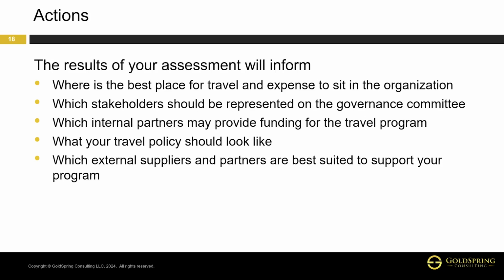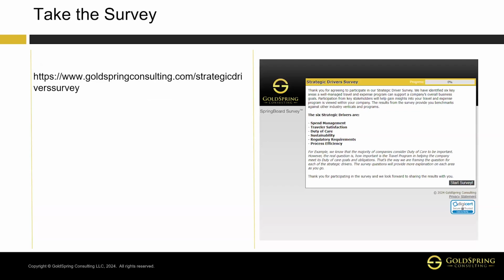If you're really satisfying their requirements and their key drivers, right, shouldn't they provide a little bit of funding for your travel program? And most importantly, today's topic, it should help you decide what your travel policy should look like, and which external suppliers and partners are best suited to support your program, because different suppliers and partners are going to be able to achieve different things. No, they're not all built the same. And I'm talking about whether it's the TMC or the online booking tool or the payment or the expense process, right? Different ones are going to respond differently to different drivers.